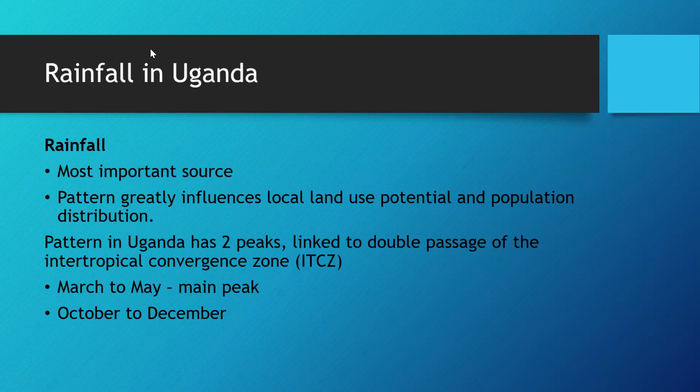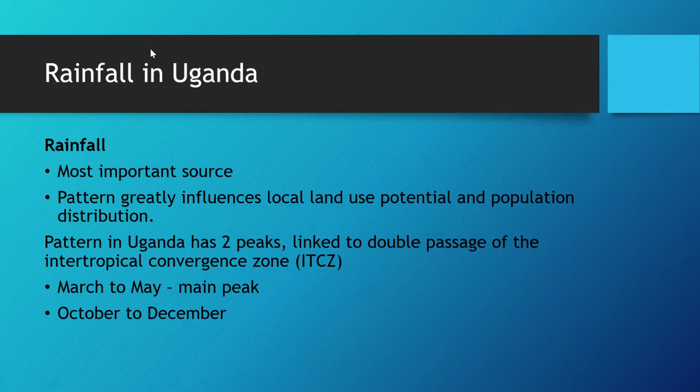You realize that in areas that have better rainfall, you find more people settled there because you're going to do your agriculture and other activities. So people tend to settle more in areas with more rainfall, with better rainfall distribution. The rainfall pattern in Uganda has 2 peaks.